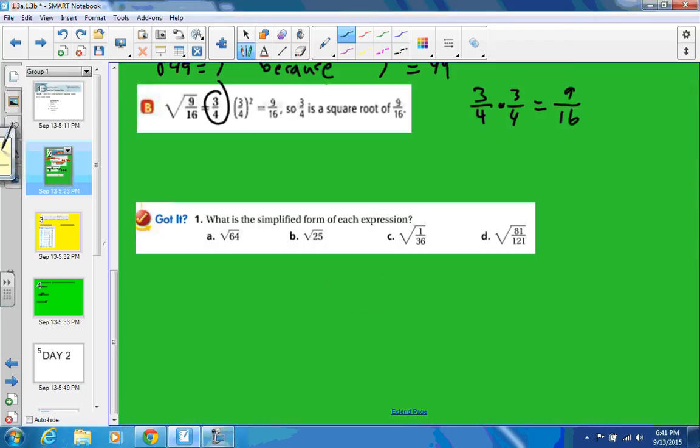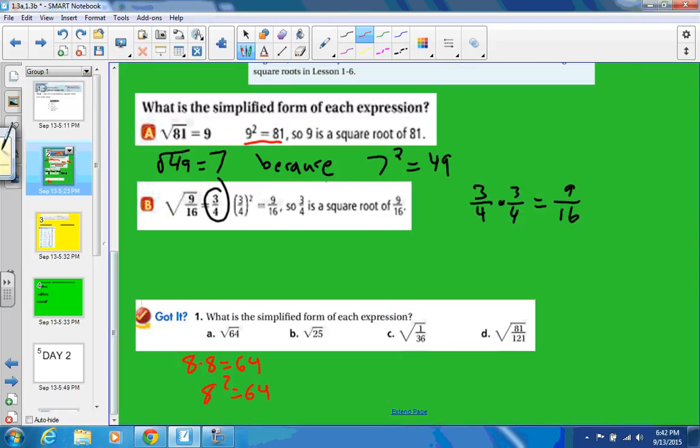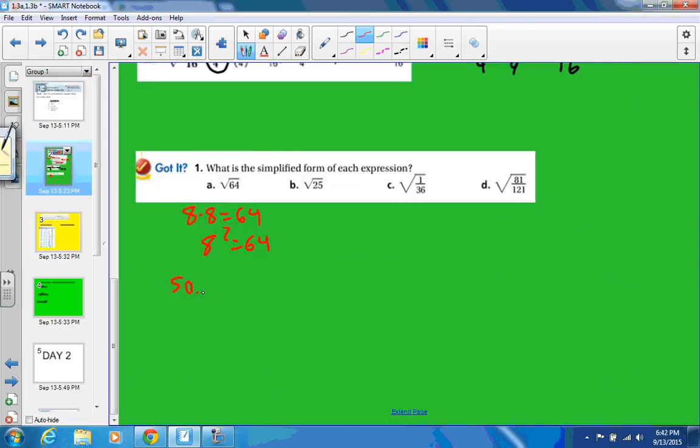All right, we're back. So what is the square root of 64? Well, figure out what times itself equals 64. And if you remember, 8 times 8 equals 64, or 8 squared equals 64. So the square root of 64 equals 8. So this next one, what times what equals 25? Well, let's see, 5 squared, I think, is 25. So the square root of 25 is 5.